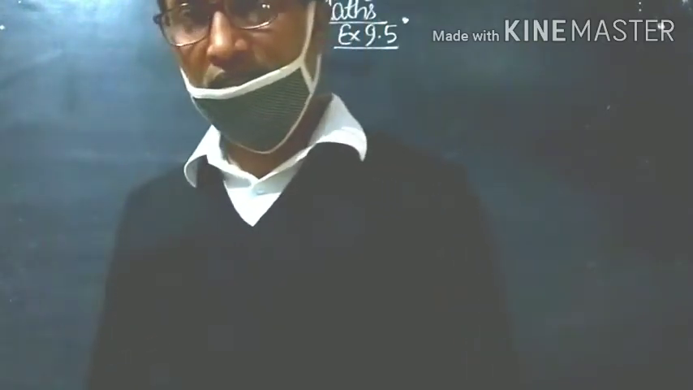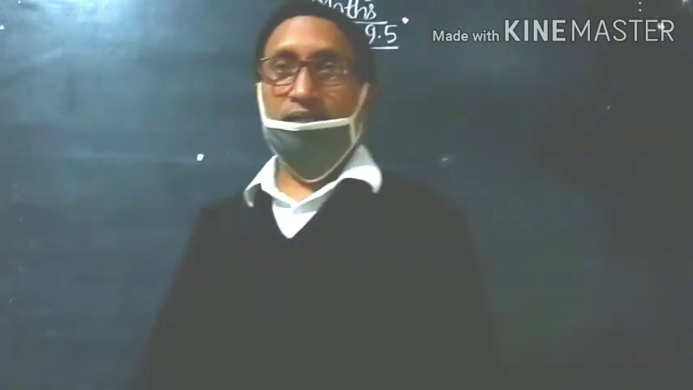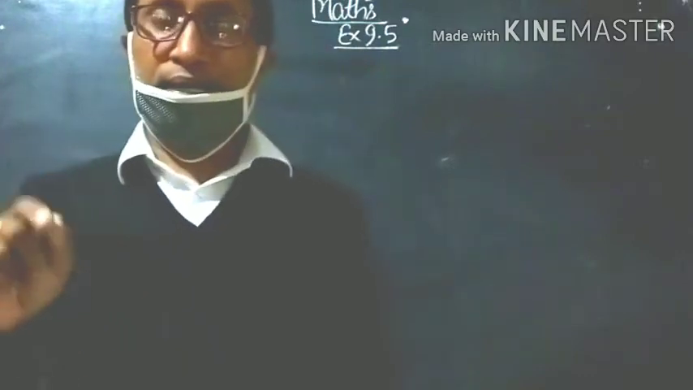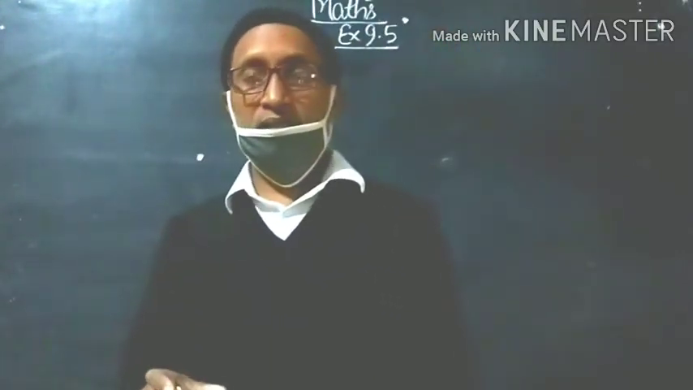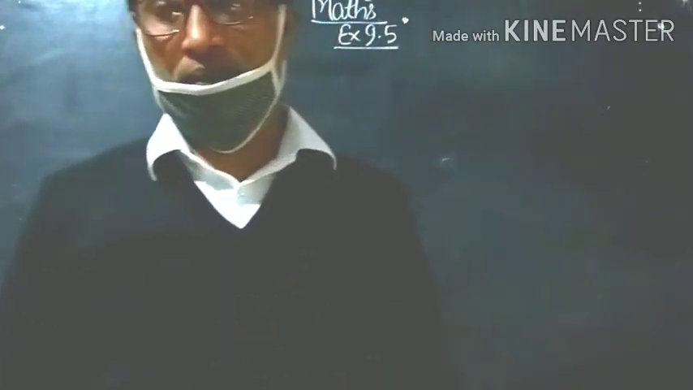But an identity is a statement of equality in which all the values of the variables are true. This means a statement of equality in which every value of the variable is true is called an identity, and an equation is a statement of equality which is true for only one value of the variable, not for every value of the variable.